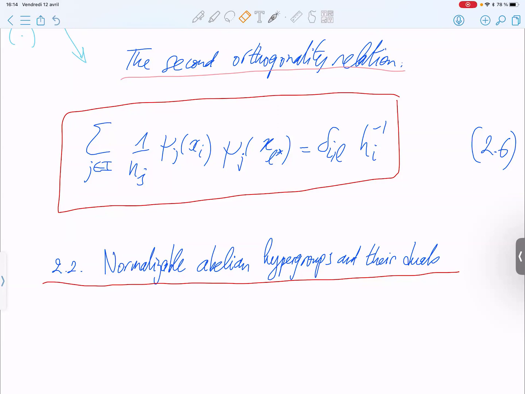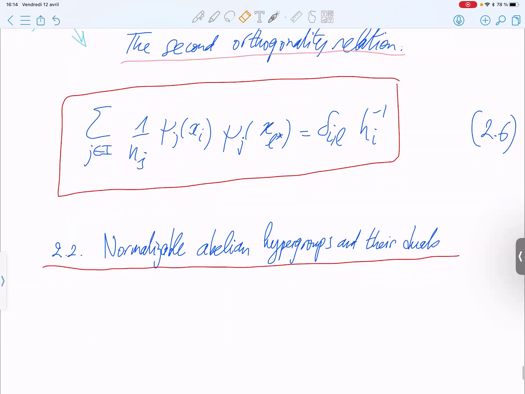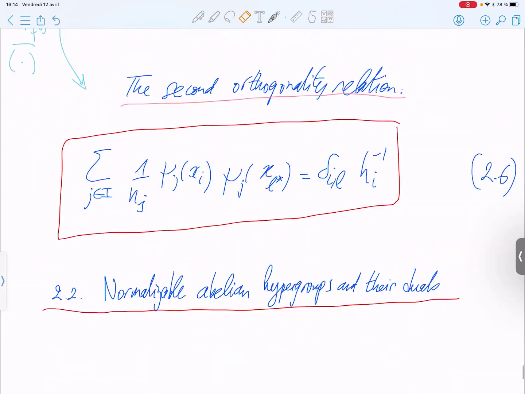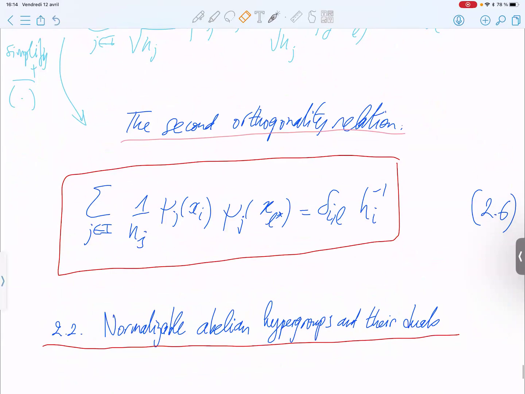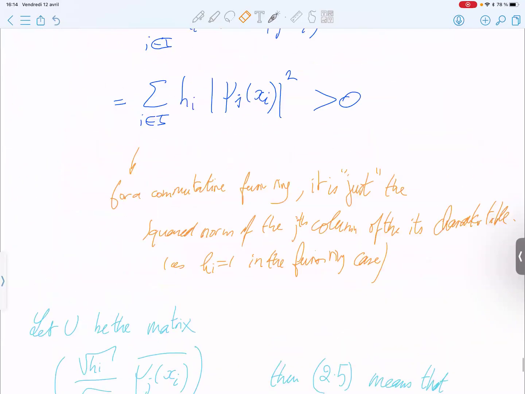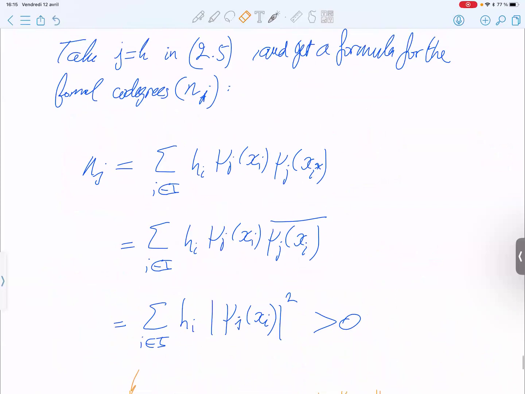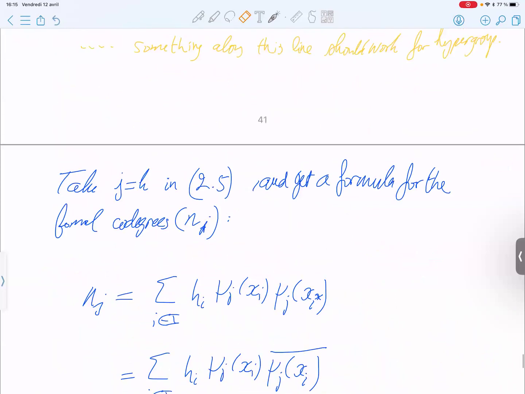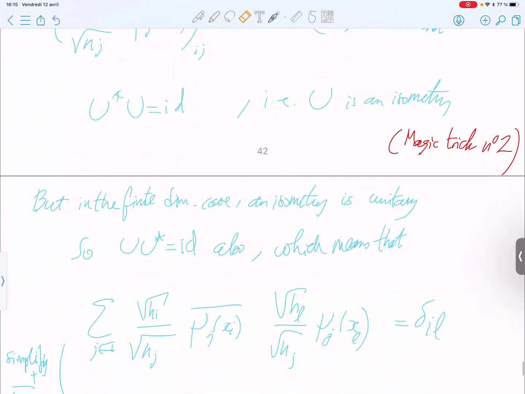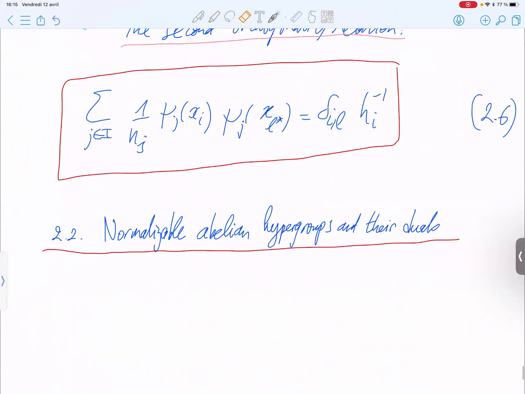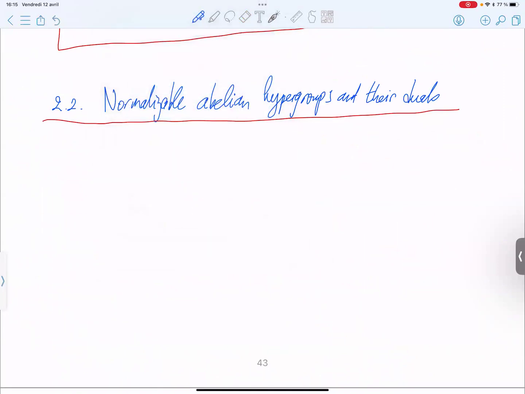So let's restart. So we prove the two orthogonality relations. We have a formula for Fi, a formula for Nj. Good. Nj is positive. Okay. So now, new subsection, normalizable abelian hypergroups and their dual.